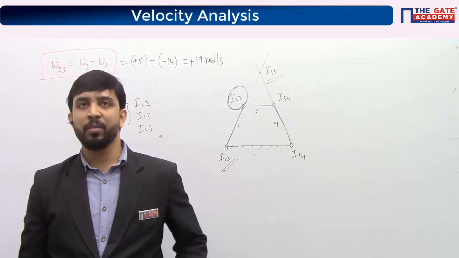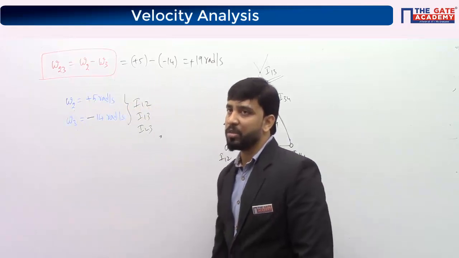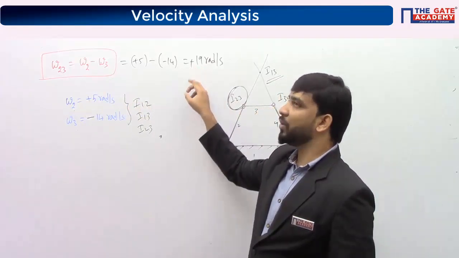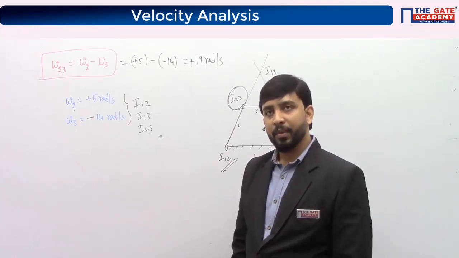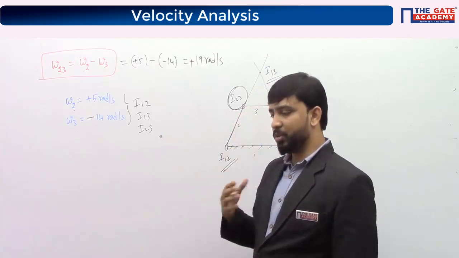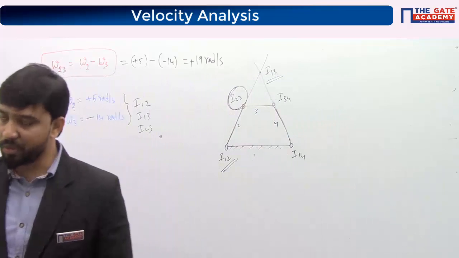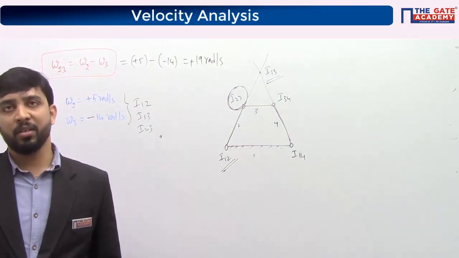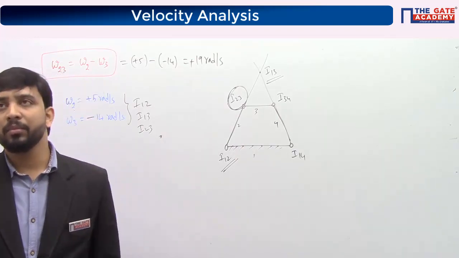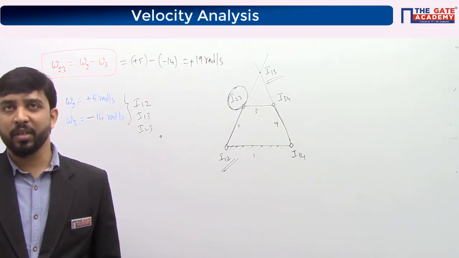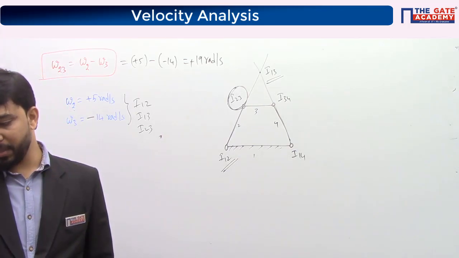Velocity of 2 with respect to 3 means that when you stand on link number 3 and look at link number 2, you feel link number 2 is rotating at 19 radian per second clockwise. When you stand on link 3 and observe link 2 at that instant, you feel 2 is rotating at 19 radian per second, and it's a clockwise rotation. With respect to 3, 2 will be rotating clockwise. Okay, whenever you want to find relative velocities, you need to take the directions. Directions are important again.